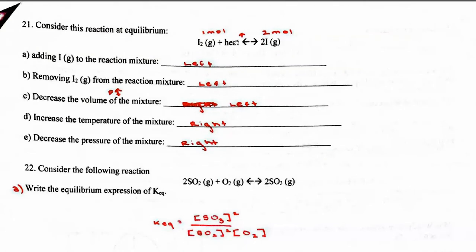All right. If I add I, so I is here, I'm going to shift to the left. If I remove I2, I'm going to shift to the left. If I decrease volume, which causes an increase in pressure, this is 1 mole of gas, this is 2 moles, so I'm going to shift to the left because I'm going to the side with fewer moles of gas. If I increase temperature, I'm going to shift to the right, and if I decrease pressure, that means I'm going to shift to the side with more moles of gas, so I'm going to shift to the right.